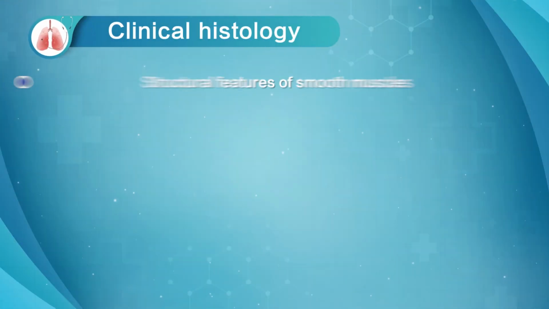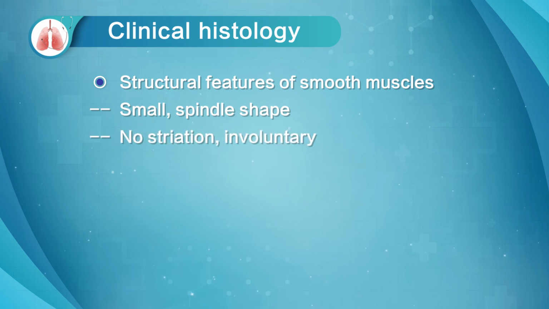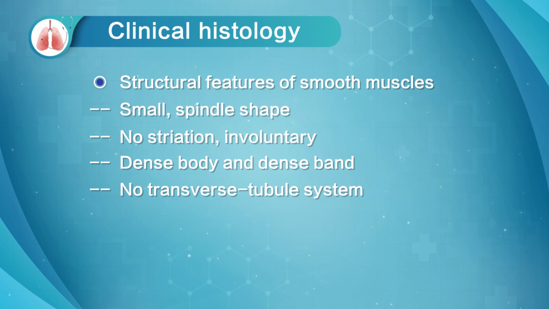For this session, we have talked about the structural features of smooth muscle. Smooth muscle cells are small spindle-shaped cells. They have no sarcomere, thus no striations. Instead, they have functional analogs of Z-discs, the dense bodies and dense bands. They have no transverse tubule system, but they have caveolae, which act similarly to the T-tubules.